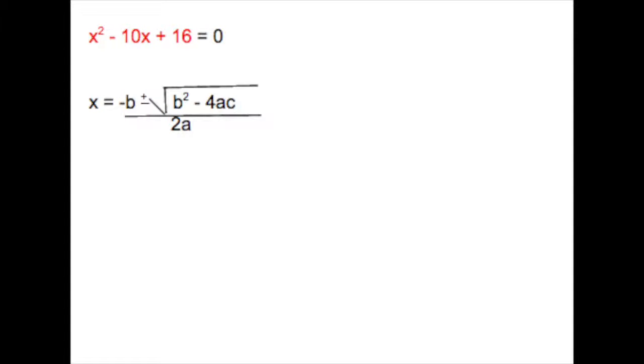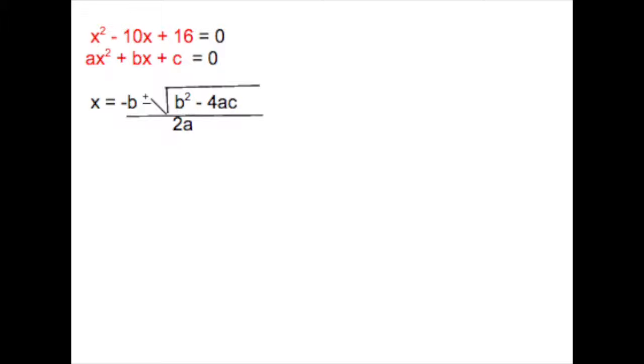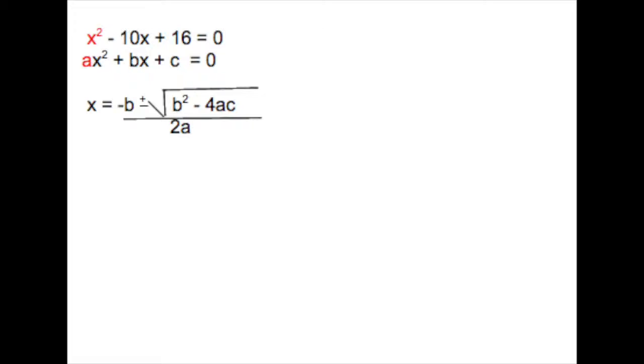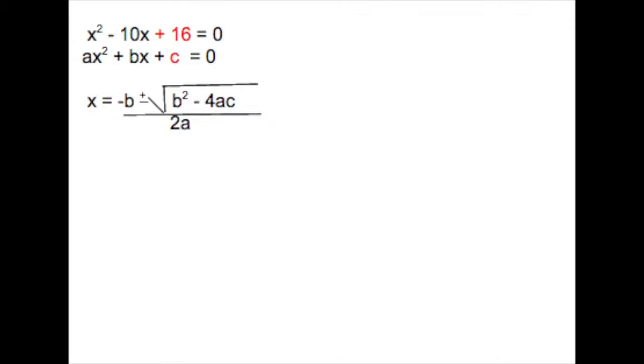Let's look at our quadratic equation. We know to use our quadratic formula that we must be in standard form, which we currently are. Standard form is ax squared plus bx plus c equals 0. In our equation, we have an a value of 1 because we have nothing shown, so it's 1x squared or just x squared, a b value of negative 10, and a c value of positive 16.